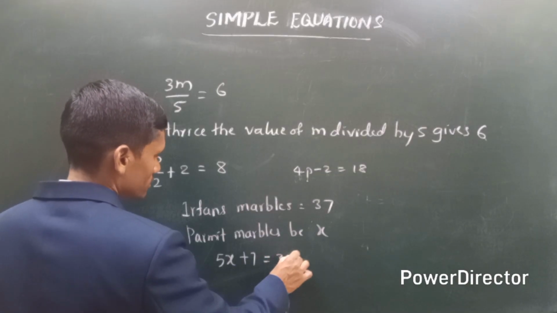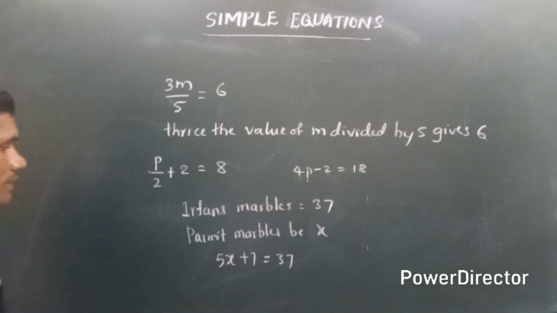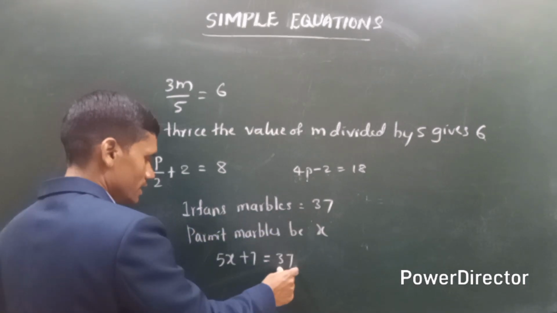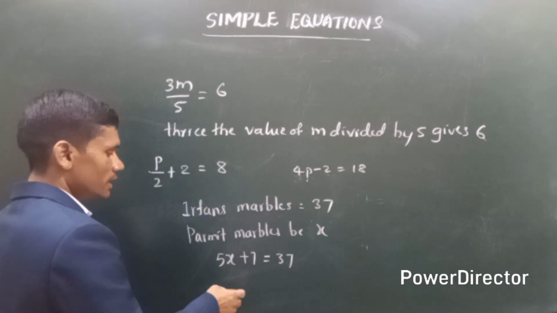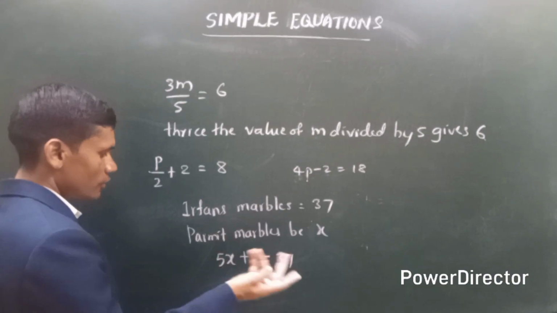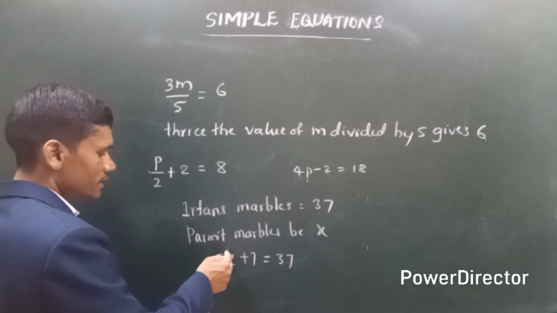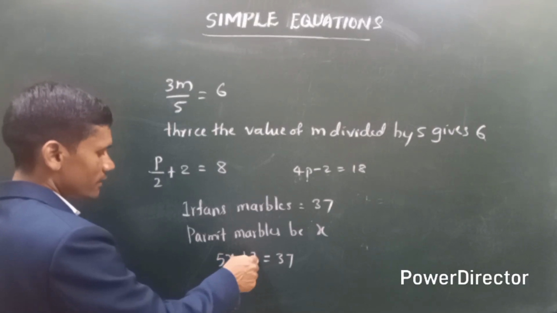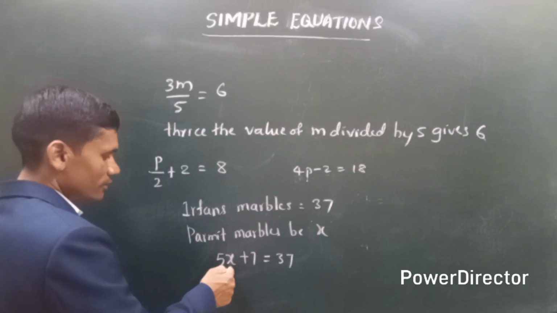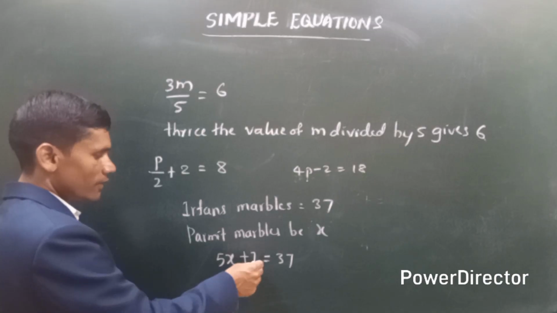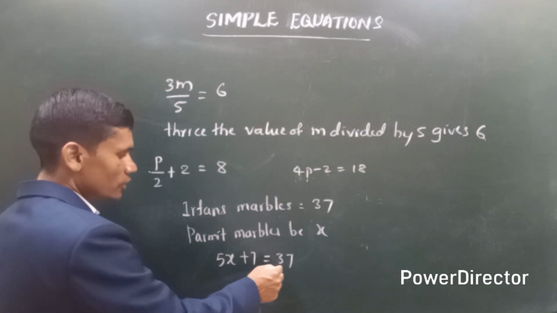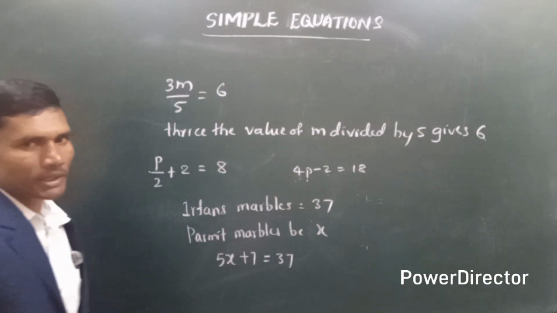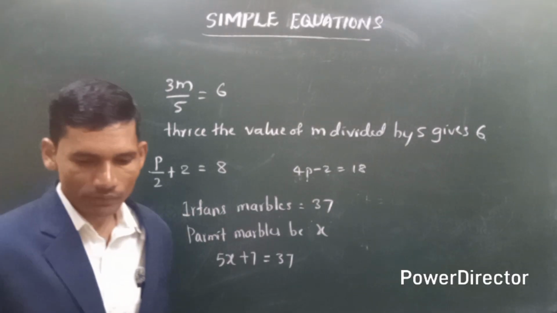Irfan's is 37. See, 5x plus 7 is equal to 37. So Irfan's marbles are 37. For what is it equal? It is equal to Parvez's marbles x, which we don't know. 5 times x, and more than means plus 7. If you add 7 to 5 times Parvez's marbles, it will be equal to 37. And 37 is Irfan's marbles, right? So this is how we can set up the equations.